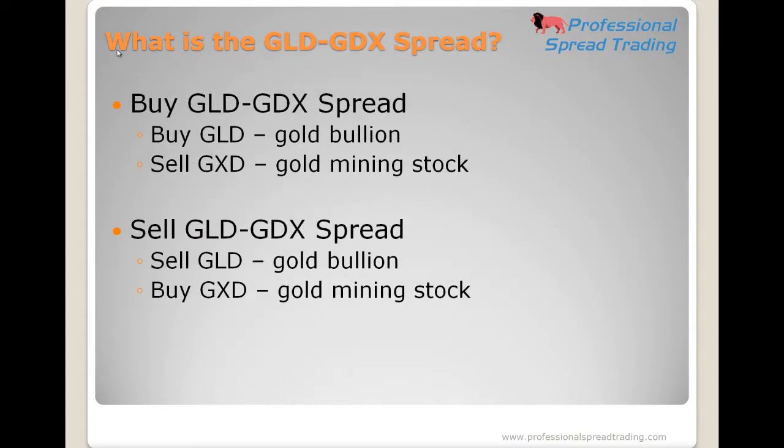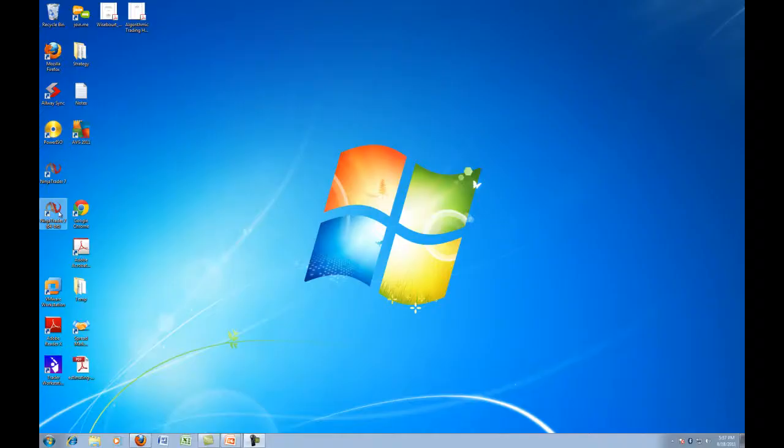When we buy the GLD GDX spread, we're buying gold bullion and selling a basket of gold mining stocks. Conversely, when we sell the spread, we're selling the gold and buying the basket of gold mining stocks. Let's go ahead and chart the spread now.